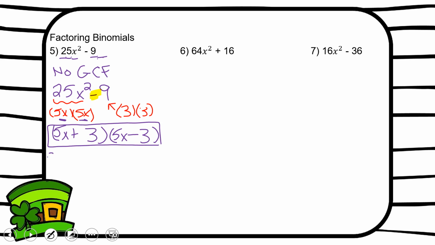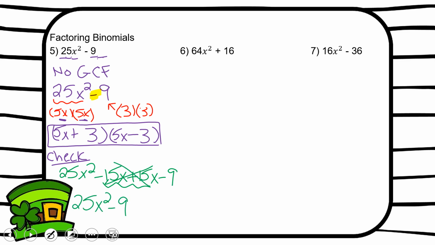Now, what's great about factoring is you can check. If we multiplied this out, 5x times 5x is 25x squared. 5x times negative 3 is negative 15x. Positive 3 times 5x is plus 15x. And positive 3 times negative 3 is negative 9. And when I go to combine my like terms, those cancel. And if I have factored correctly, when I multiply my answer out, I should get the exact same problem that I began with. We did here, so that's how we know that this is the correct answer.